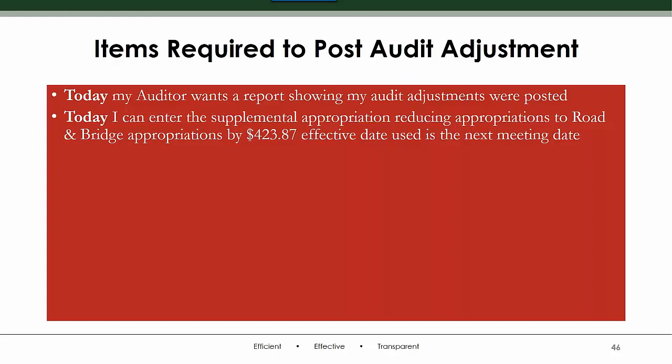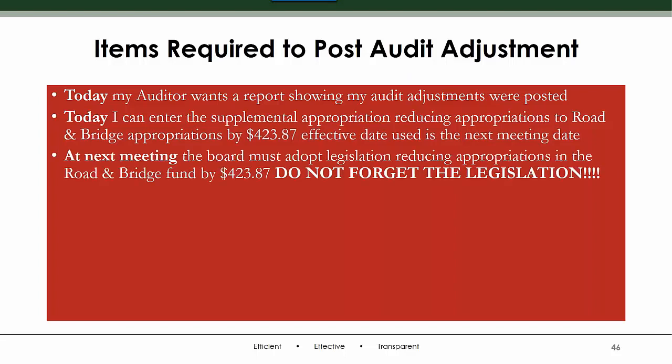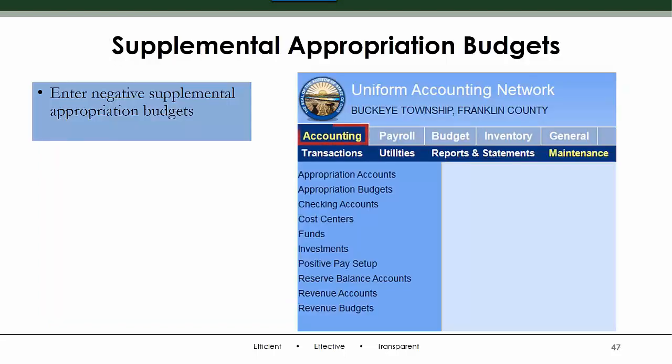So that's the part you can't forget. At the next meeting, they're going to adopt that legislation. Don't forget it. And I can do the whole thing in my software now. And again, you have to have a good working relationship with your governing board or someone's going to have a hissy when you do these things. But most of you, I'm sure, have very good relations with your governing board. And if you make that auditor wait, he's going to be very, very unhappy.